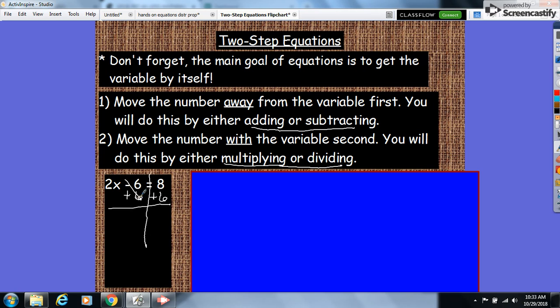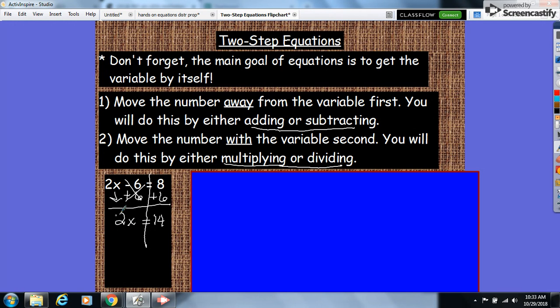The purpose to do that is to make these go away. I did not do anything with that 2x, so I'm going to bring it back down. 8 plus 6 gives me 14. Final step is to move the number with the variable. I'm going to do this by multiplying or dividing.